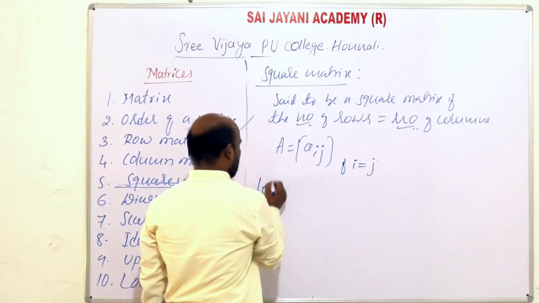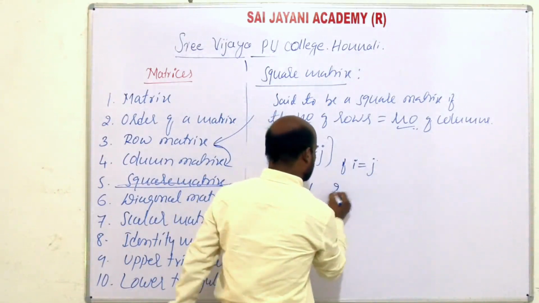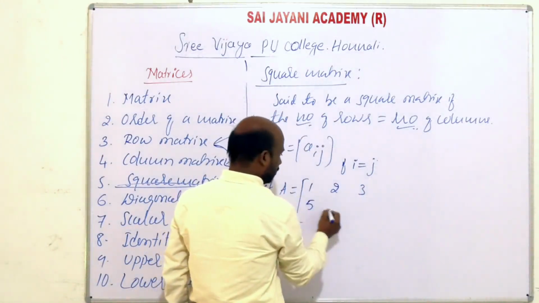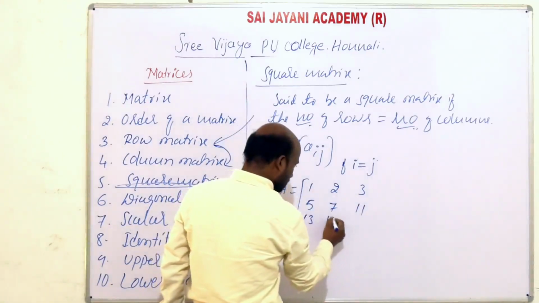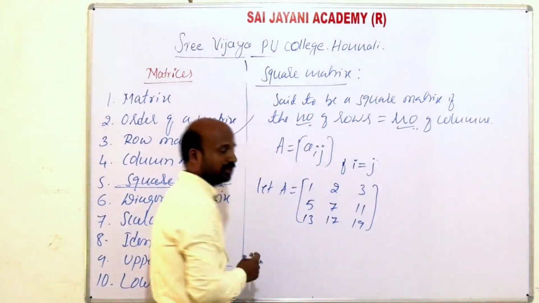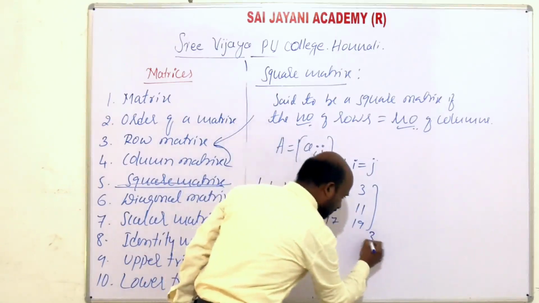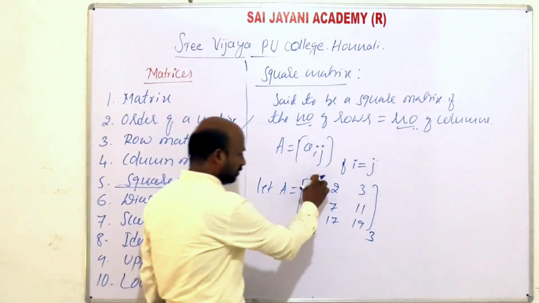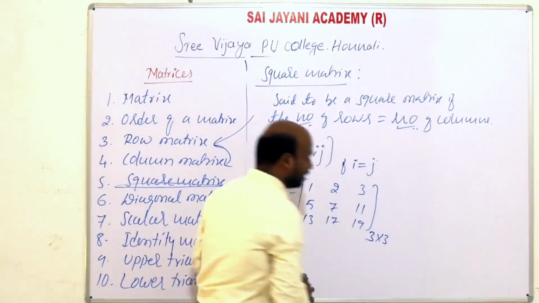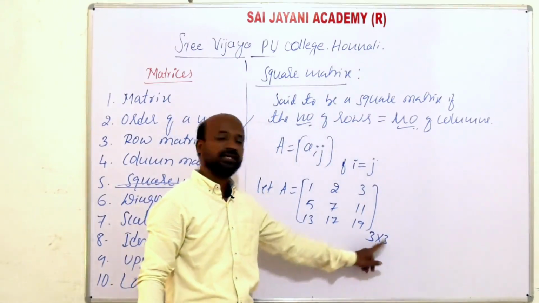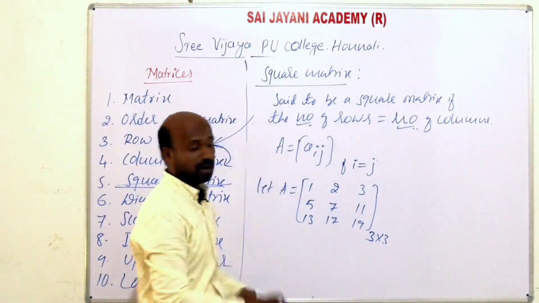For example, let us take the matrix A is equal to 1, 2, 3, 5, 7, 11, and 13, 17, and 19. Number of rows: first row, second row, third row. It has 3 rows. Number of columns: first column, second column, third column. So it has 3 columns. See here, m is equal to n. That is, number of rows is equal to the number of columns is called a square matrix.